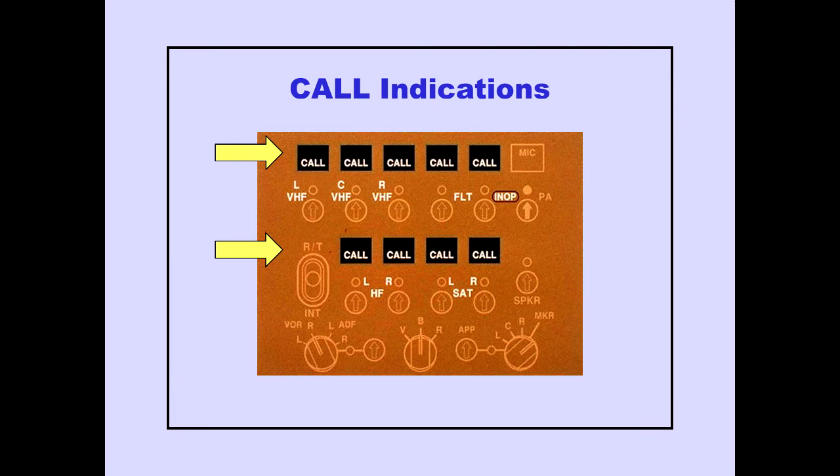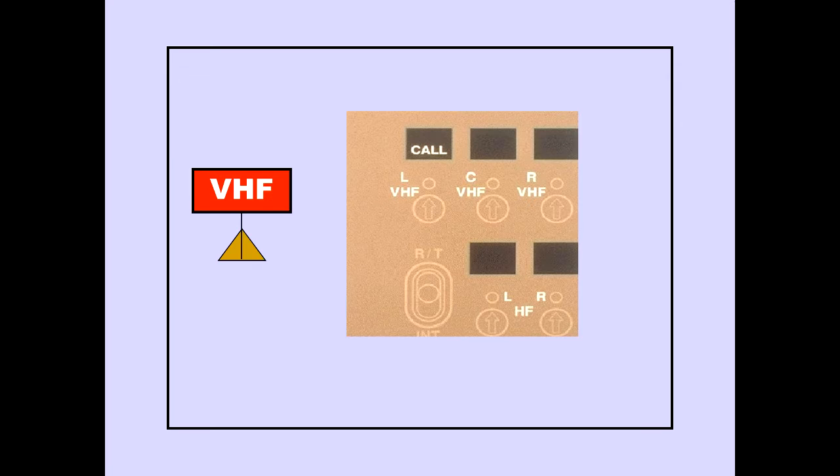Incoming cell call, ACARS, ground crew, main deck cargo area, and upper deck crew rest area calls illuminate the respective call indication on the audio panel. A VHF or HF call indication will illuminate when an incoming cell call or ACARS signal is received. A chime will also sound.